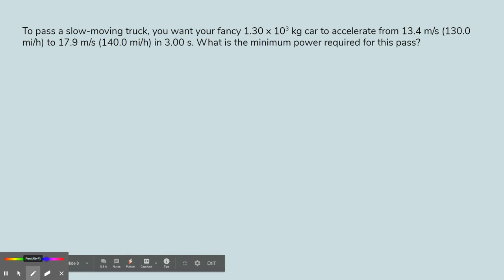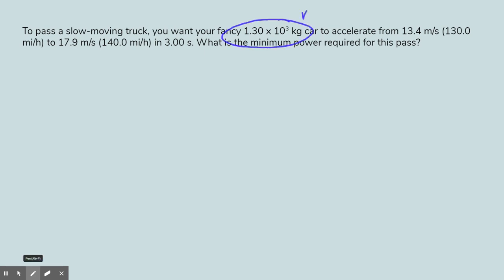Here we see that we have a slow-moving truck that you're trying to pass in a very fancy car. We have that car's mass right here. And we see that we want to accelerate from 13.4 meters per second. So we have an initial velocity. We're going here to 17.9 meters per second, which would be our final velocity. Ooh, you can barely tell that that is an F. I am so sorry. Just erase that. V final. Okay, and then here we have our value for time.